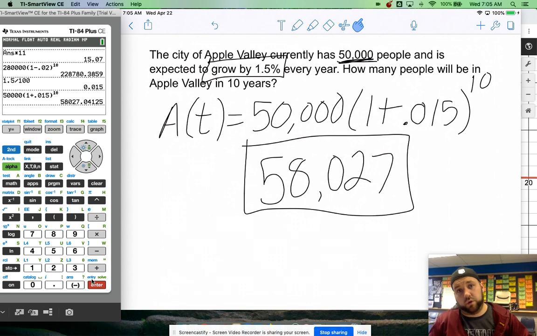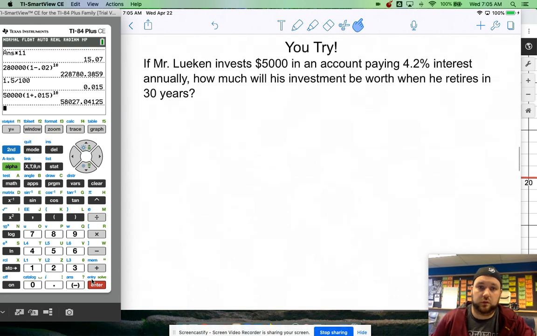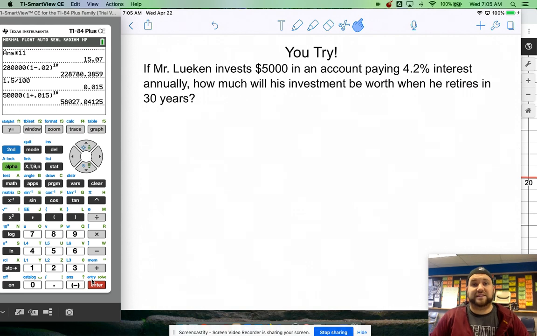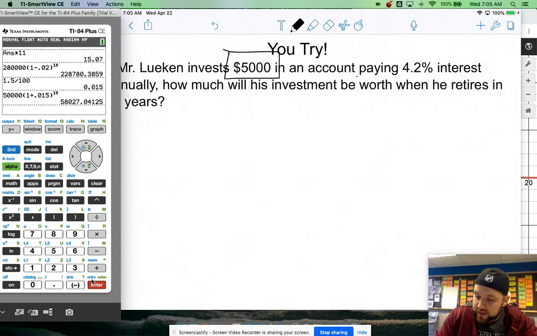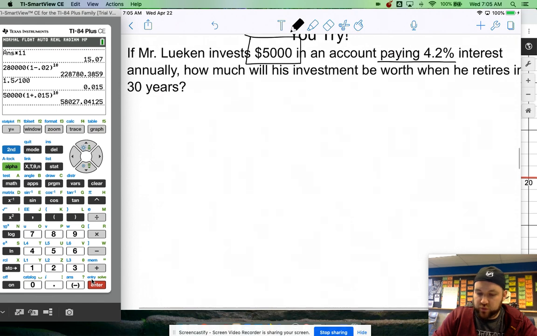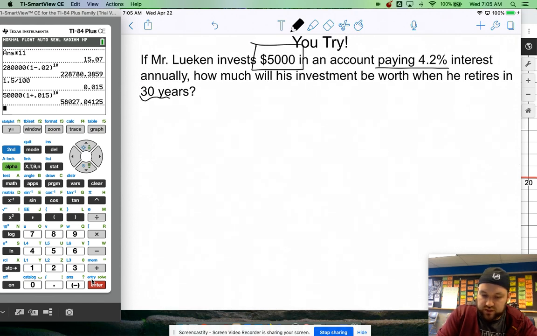Okay, so we had one exponential decay, one exponential growth. Go ahead and pause the video real quick. This is interest, so dealing with money. What happens if I invest $5,000 and it's paying 4.2% interest annually, meaning per year? Okay. All right. So $5,000 is my start value. Paying 4.2%, which means my balance is growing. So this is exponential growth. How much will his investment be worth when he retires in 30 years?